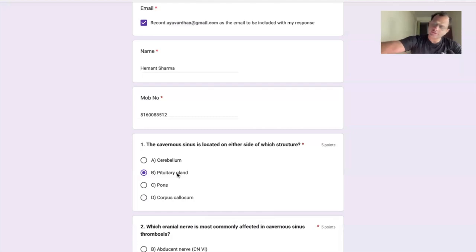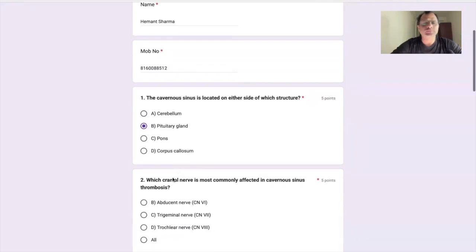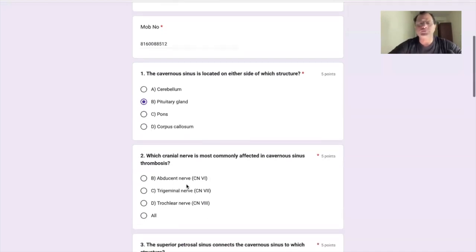So the cavernous sinus is located all around the pituitary. Right side, left side, anterior side, all around. Which cranial nerve is most commonly affected in cavernous sinus thrombosis? Whatever thrombosis means, we can consider some condition, some blood clot. Any problem of the cavernous sinus, which cranial nerve is getting affected?